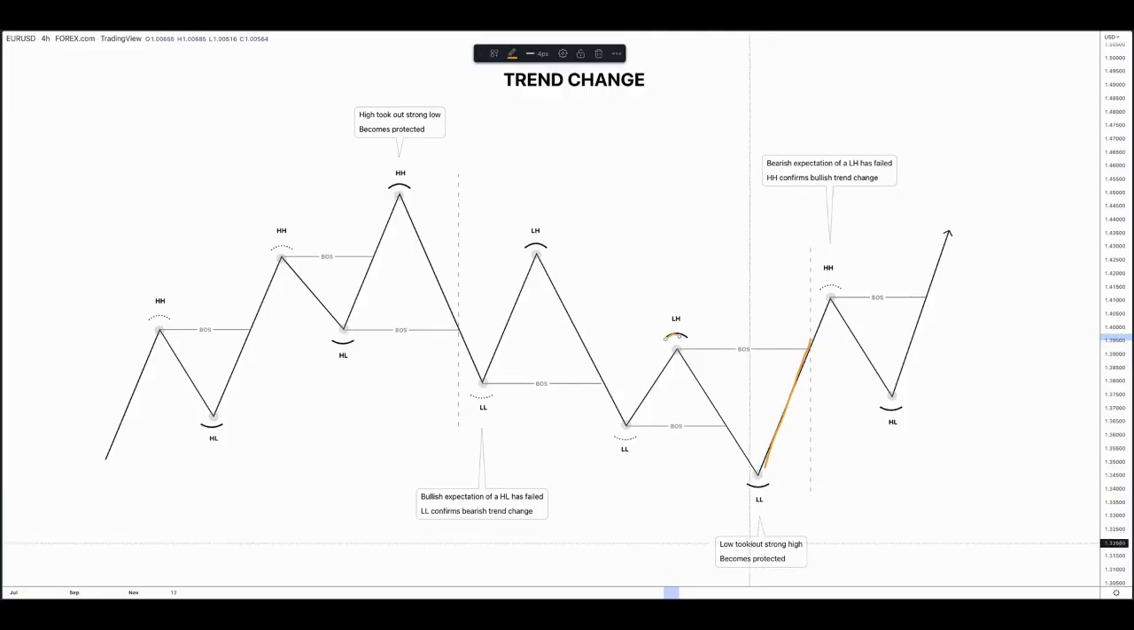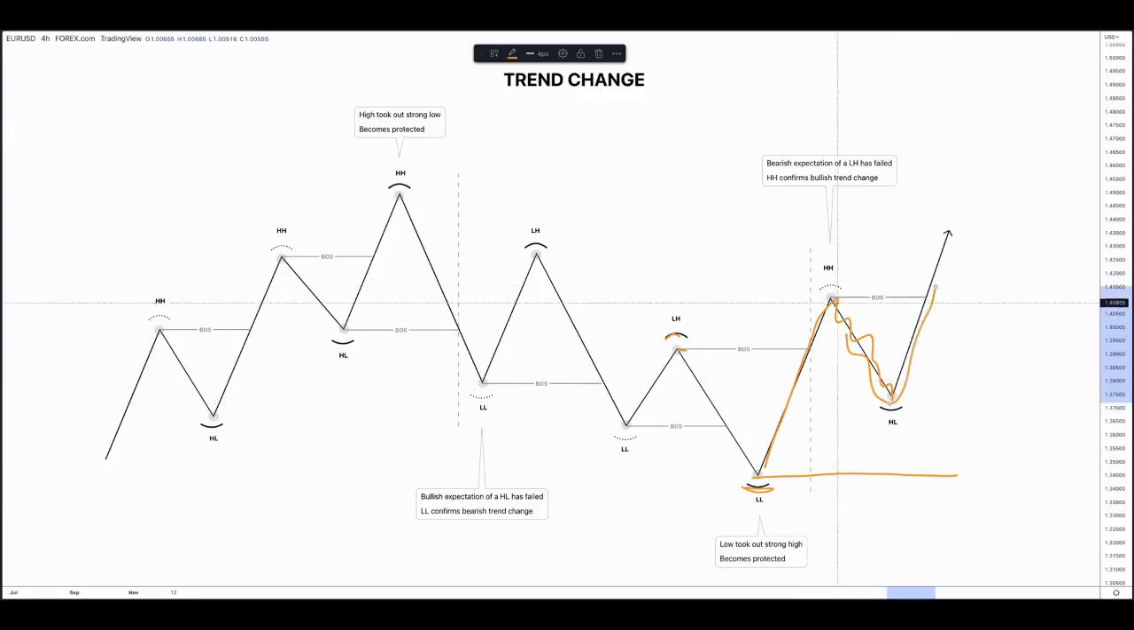So this low took out the strong high. So now it becomes a strong low, a strong protected low, okay? What do we expect after the break of structure? We expect a swing pullback on that time frame. How far will price pull back? We never know, but we expect it. The framework we use is that this low will not break, right? I'm sure you're getting the hang of it now. So we expect price to pull back, but not to break this low.